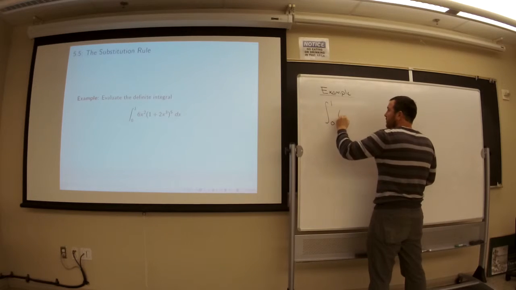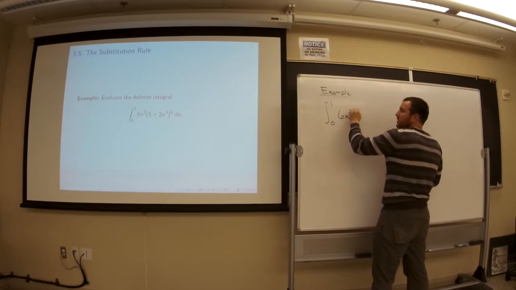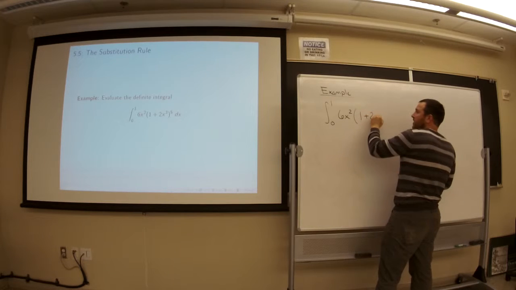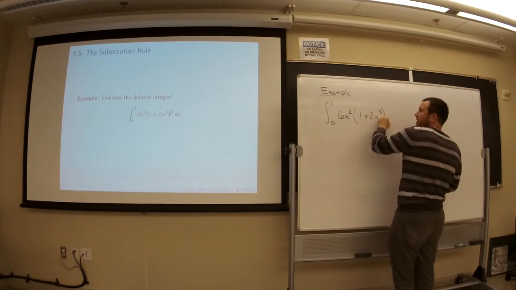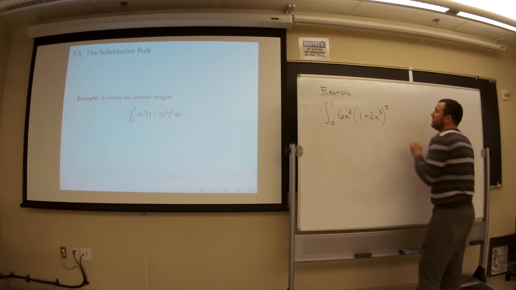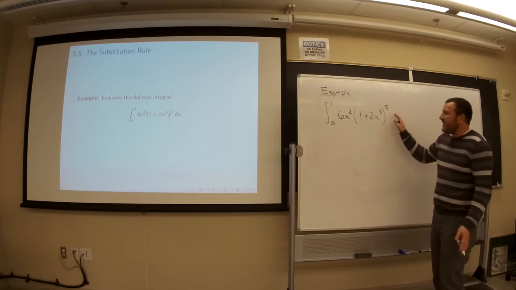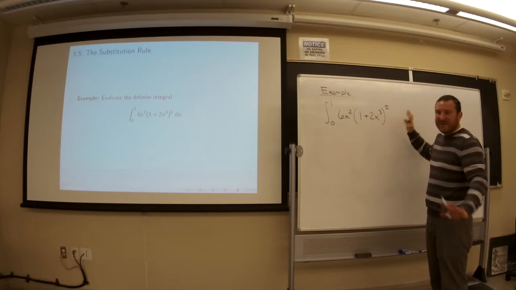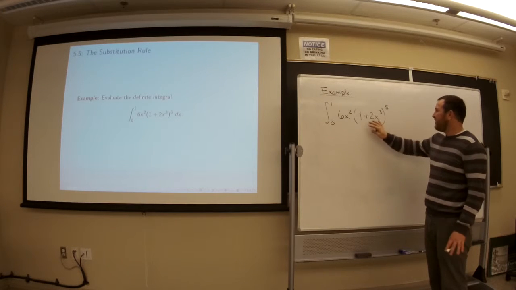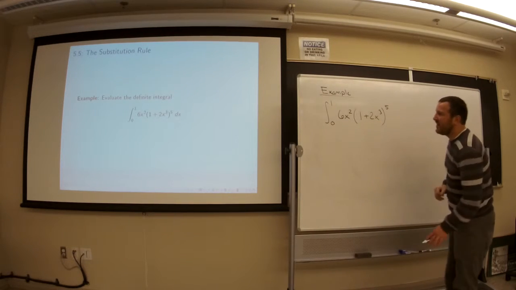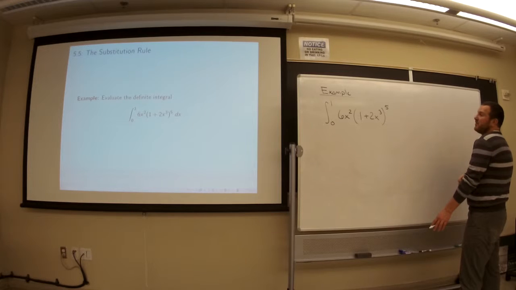Of 6x squared times 1 plus 5x cubed to the 5th. So before, if we wanted to do this, we'd have to expand all of this out and then distribute. It would be really ugly. We definitely want to multiply that together with 5 copies of it.